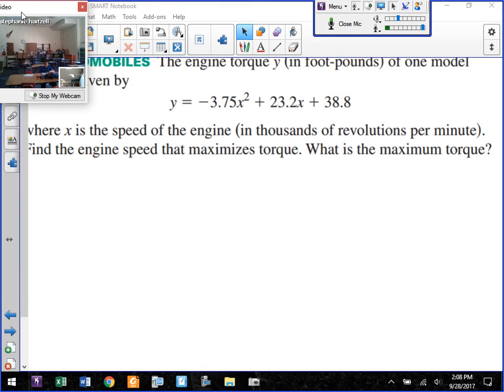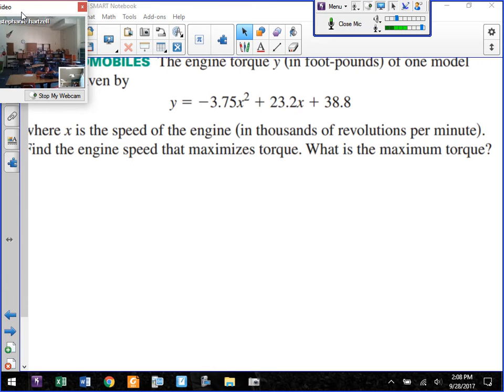Where X is the speed of the engine in thousands of revolutions per minute, otherwise known as RPMs. If you ever notice inside of a car, you have the speedometer and the RPM. RPMs go like 2, 3, 4. Those are all in thousands. It's 2,000 revolutions per minute, and so on. Find the engine speed that maximizes torque. What is the maximum torque?